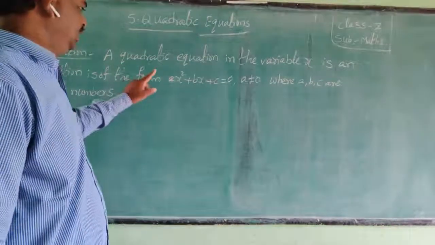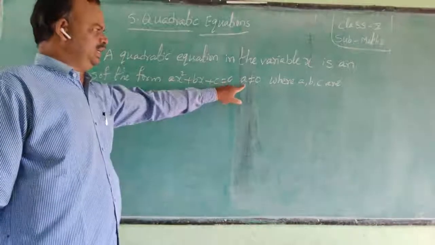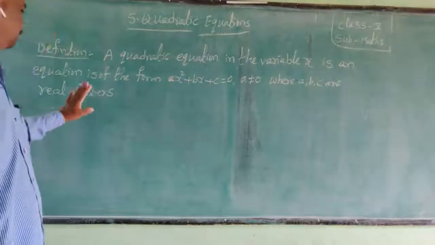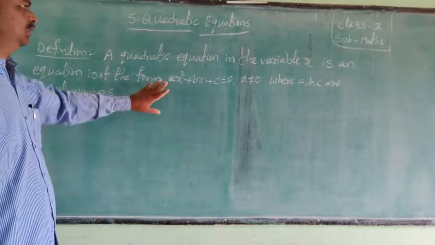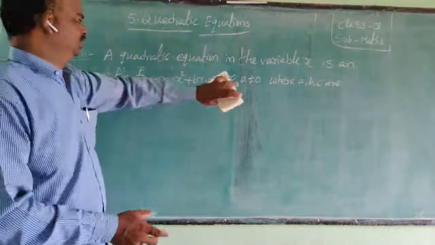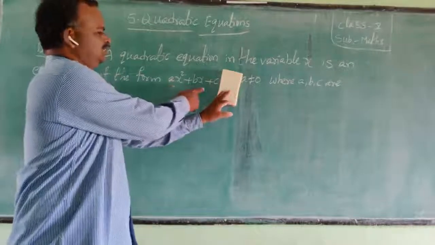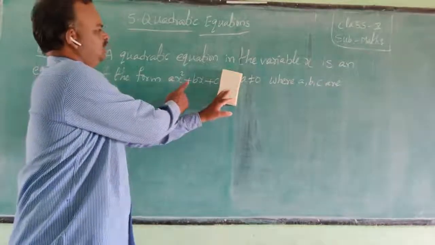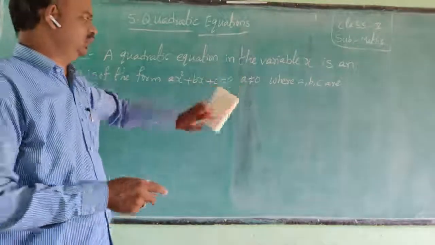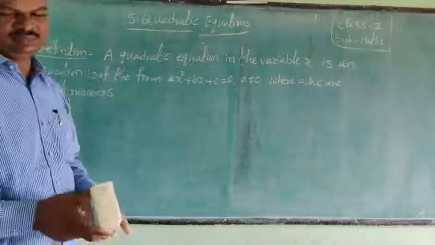In this equation, ax square plus bx plus c is equal to 0 with a not equal to 0, where a, b, c are real numbers. This equation is called a quadratic equation. Here we have only ax square plus bx plus c, which is the quadratic polynomial. When it is equal to 0, it is called the quadratic equation.